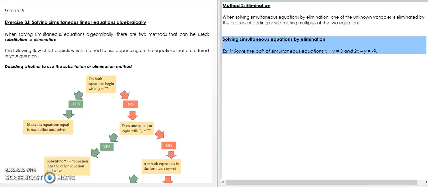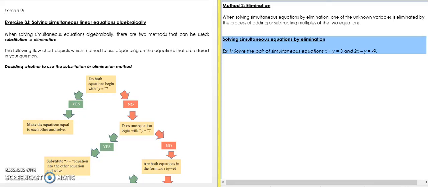This is part 2 for lesson 9, exercise 3J. We are now going to be looking at method 2, elimination. So when solving simultaneous equations by elimination, one of the unknown variables is eliminated, hence why it's called the elimination method. One of the variables is eliminated by the process of adding or subtracting multiples of the two equations. This sentence will make sense once we go straight into the example.